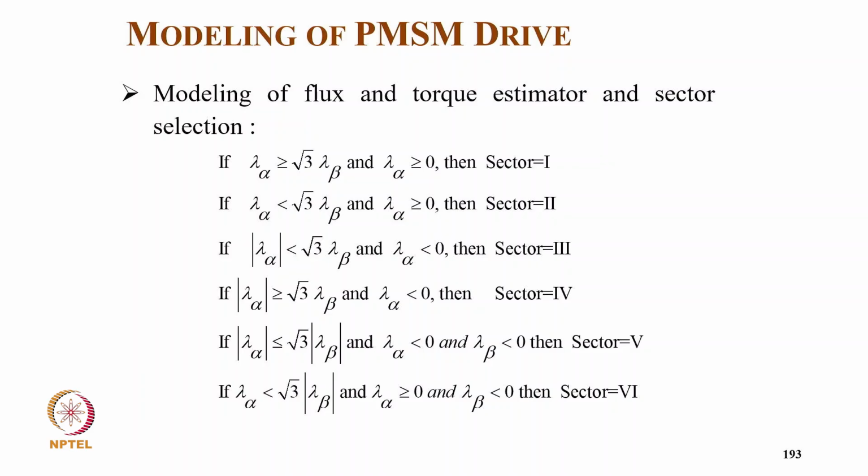If absolute lambda beta is less than root 3 lambda alpha and lambda alpha is less than 0, then sector 4, sector 3. And if absolute lambda alpha is greater than root 3 absolute lambda beta and lambda alpha is less than 0, then sector 4. If absolute lambda alpha is less than root 3 absolute value of lambda beta and lambda beta is also less than 0, then sector 5. And if lambda alpha is less than root 3 absolute lambda beta and lambda alpha is greater than 0, lambda beta is less than 0, then sector 6.